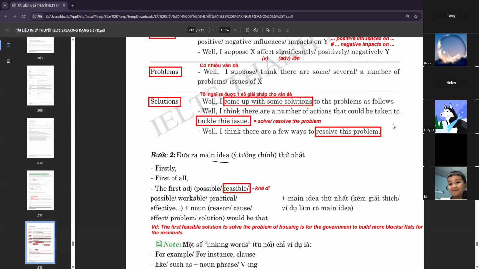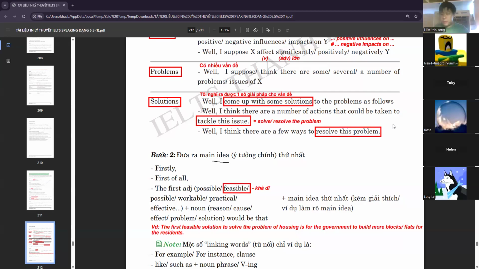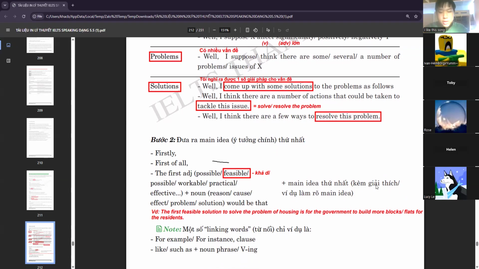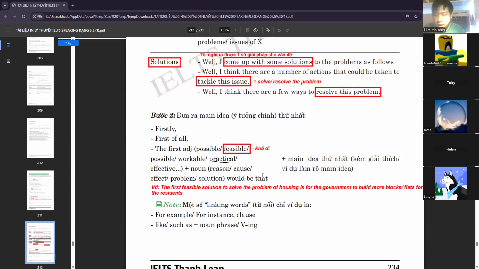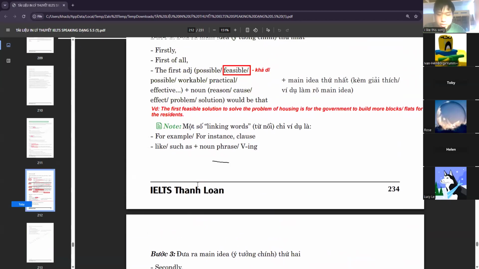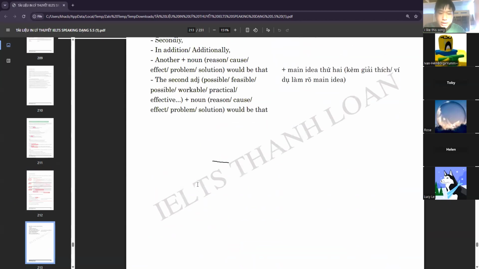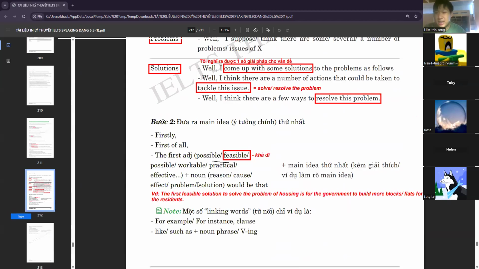Now you need to add your main first idea. After you add your first idea, you would need to slightly add some examples if there is time. Usually, because you are answering for 45 seconds to a minute, you might not have enough time.